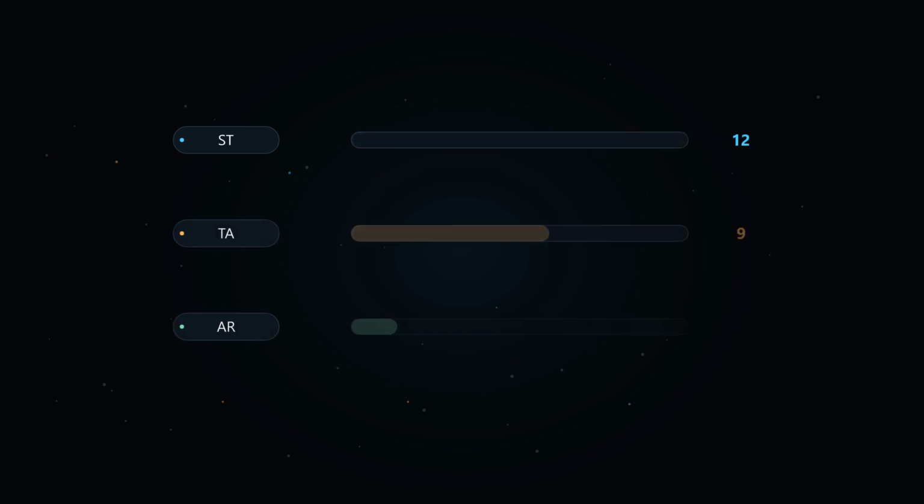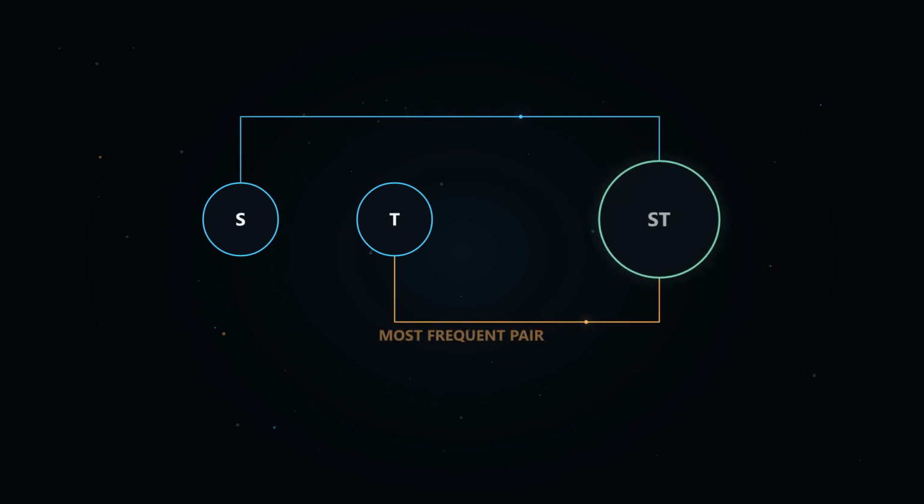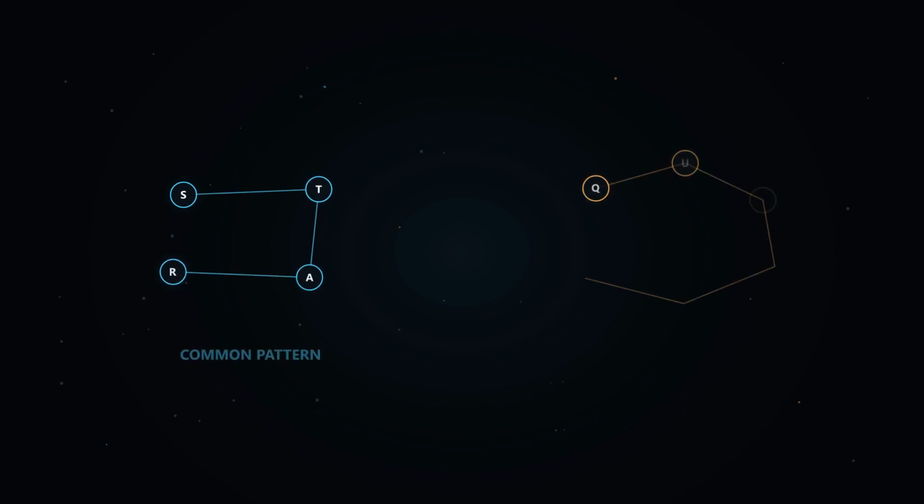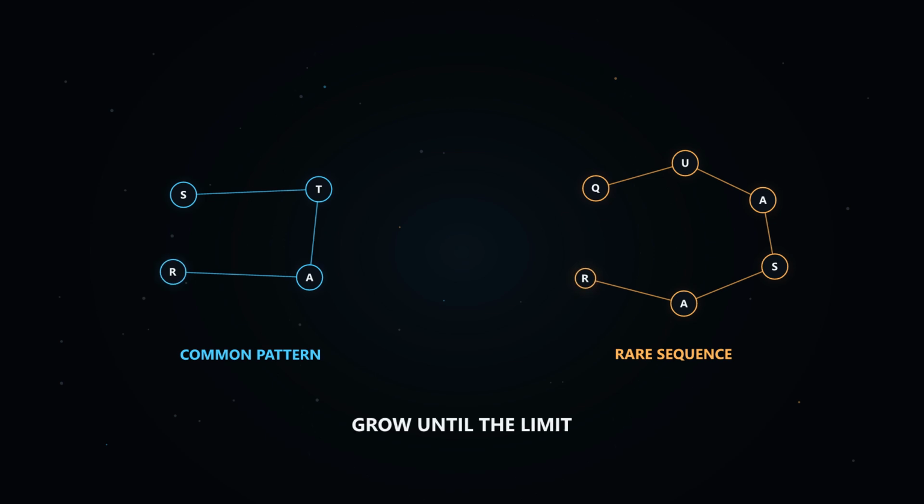Now scan the corpus and count adjacent pairs within the allowed boundaries. In our Toy Star corpus, S followed by T appears again and again. The trainer merges that frequent pair into one new symbol. S plus T becomes ST. The new piece enters the vocabulary with its own merge priority. Then the counts change and the process repeats. ST may merge with A, may merge with R, step by step. Frequent local patterns become larger tokens. A common pattern like star can become one bright constellation. A rare sequence remains several smaller pieces. The vocabulary grows until the selected limit or merge budget is reached.